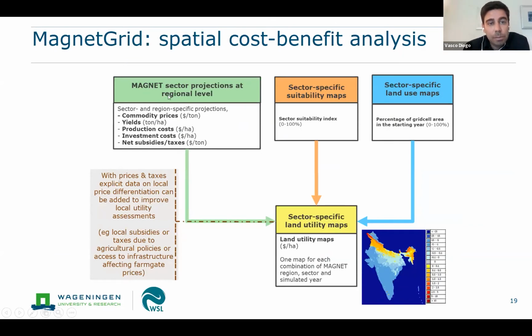So we do this by combining the sector projections from the CGE with the sector-specific land use maps, and we need to know also what is the land use in that particular starting point to know what are the opportunities and costs involved in converting land. And with that, we come up with one map for each combination of MAGNET region, sector, and simulated year that represents in a spatially explicit way the land utility per sector, translated in terms of, for instance, dollars per hectare.